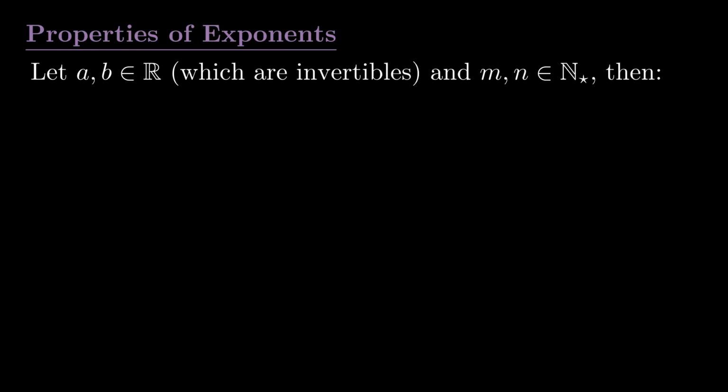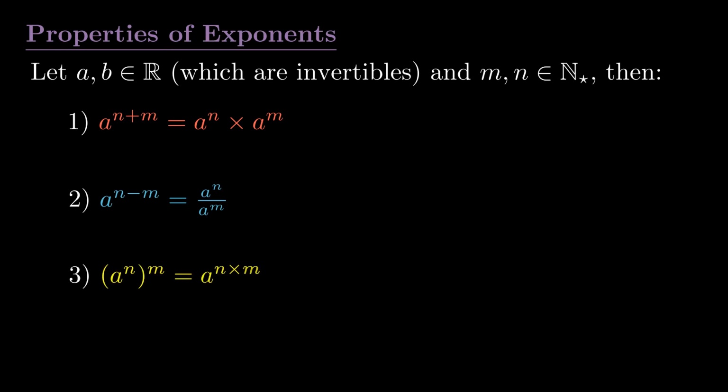So let a and b be some real numbers which are invertible, and m and n be natural numbers different than 0. Then we have the following rules. If you have a to the power n plus m, this is equal to a to the power of n times a to the power of m, so the exponents are getting added. If you have a to the n minus m, it's equal to a to the power of n divided by a to the power of m. So it's a consequence of the first one.